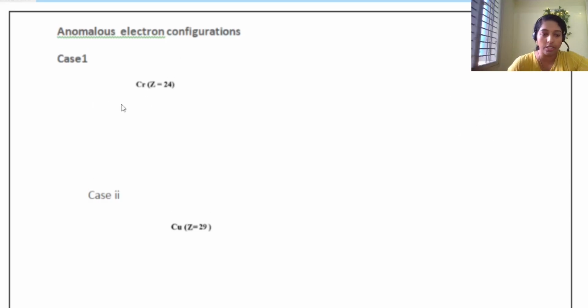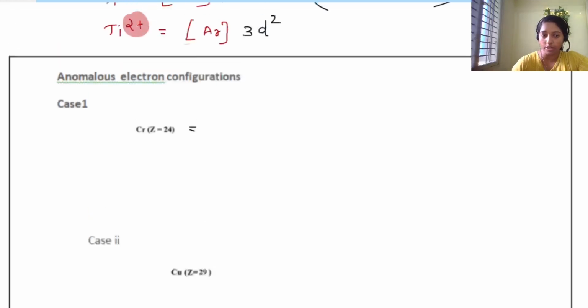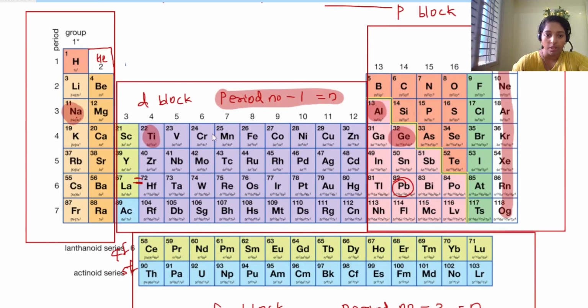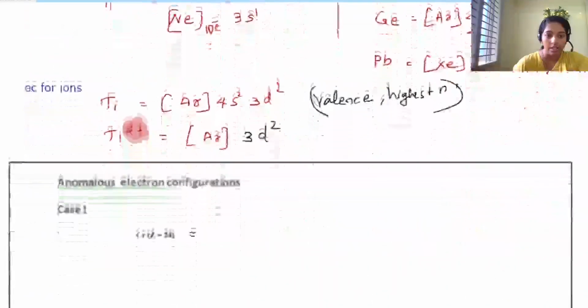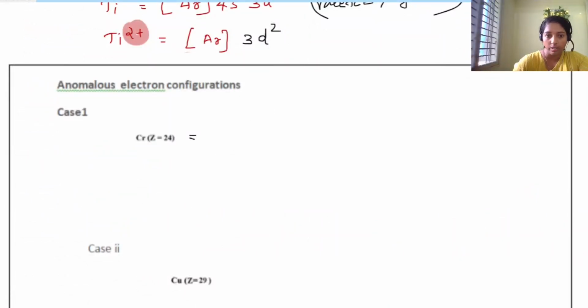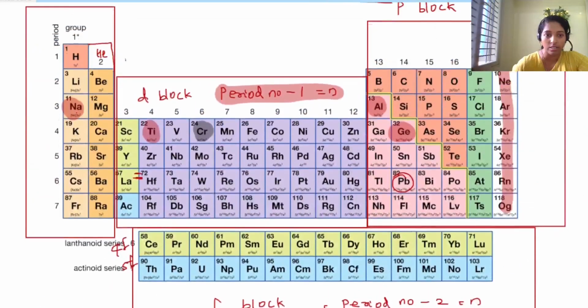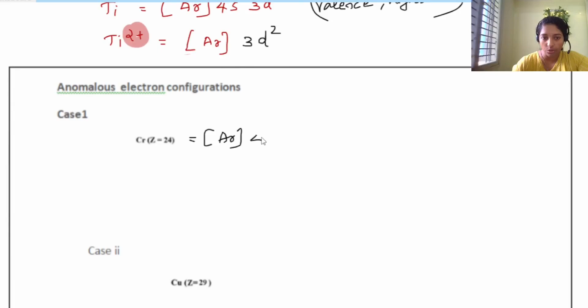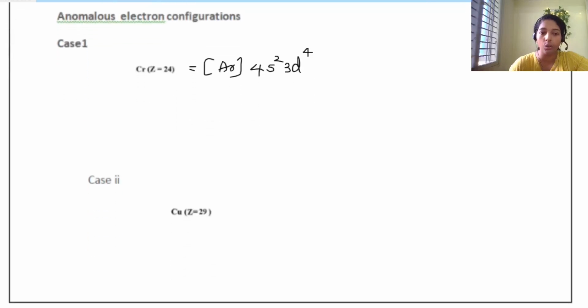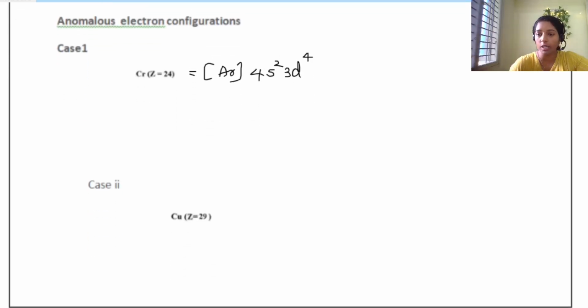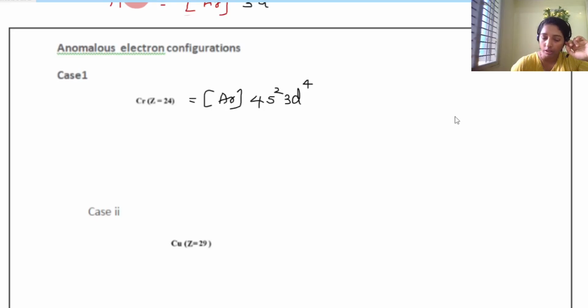What do you mean by anomalous configuration? For example, chromium. How do you write the chromium electronic configuration? This is our chromium. The previous noble gas is argon, so argon, and the next filling energy level is 4s2, and 3d 1, 2, 3, 4. So 4s2 and 3d4 is actually the chromium, right? Like that we are writing from the periodic table.